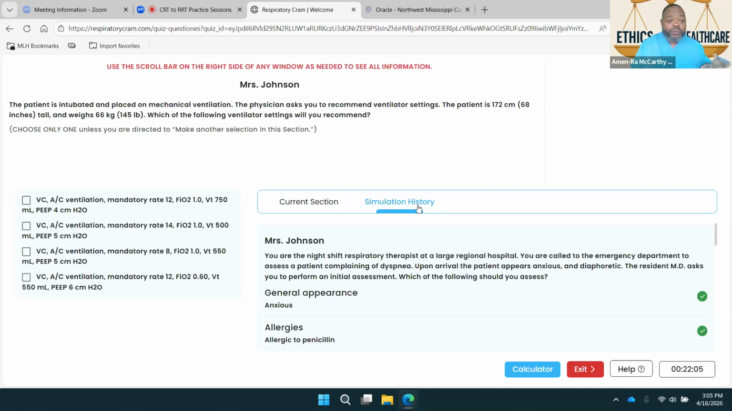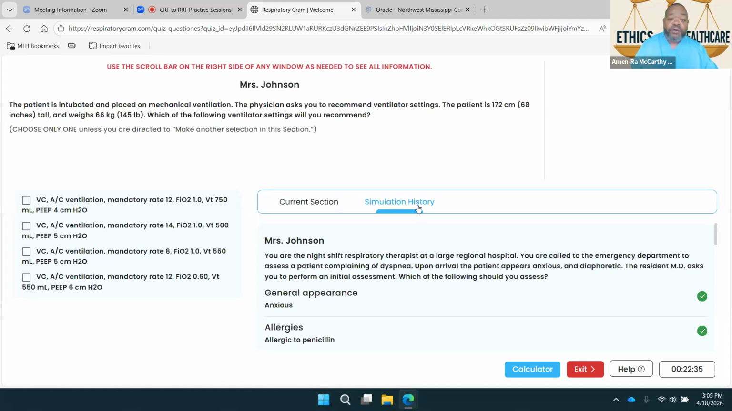And lo and behold, the problem was being honest. It tells you she's 66 kilograms, 145 pounds. So they were being honest, but never trust them, guys. If they give you a height, I don't care if the patient is 1,000 pounds, use the height, okay? And calculate ideal body weight from that height to do your initial settings. That's going to be right every time.